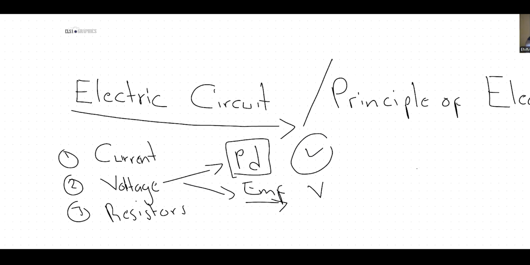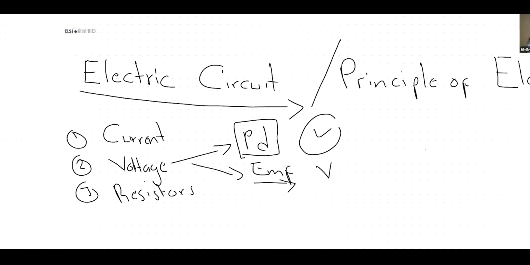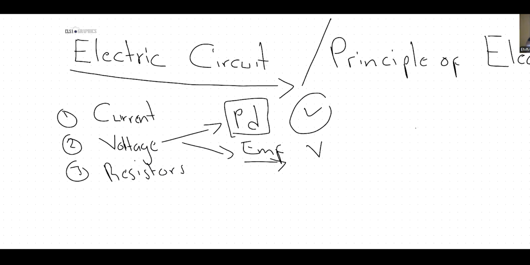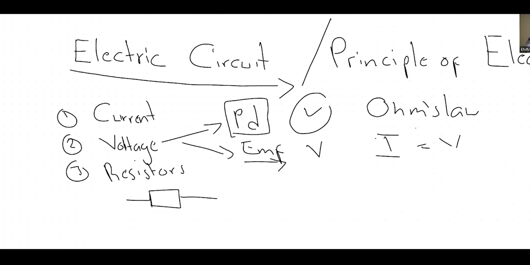Okay, and then you also have what we call the resistors. The function of resistors is that they oppose or reduce the current flow. This is the symbol of a resistor. Okay, so you also have what we call Ohm's law. Ohm's law says that the current is directly proportional to the voltage and inversely proportional to the resistance.